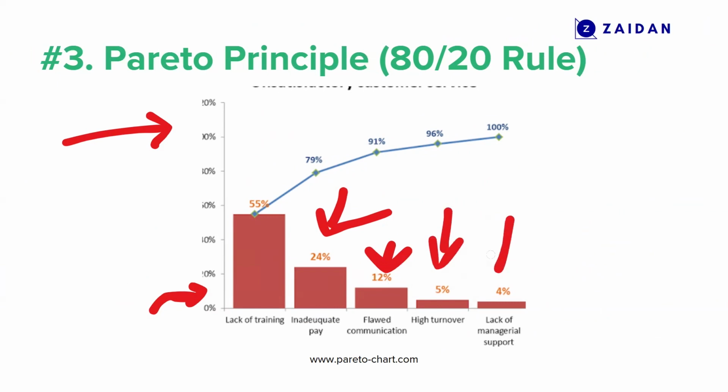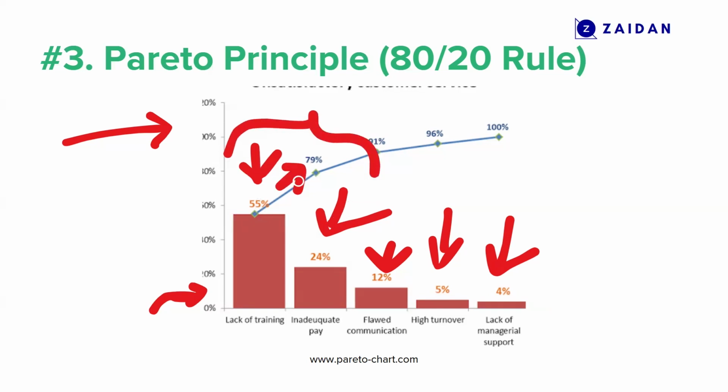Now, you can go through these causes randomly and try to fix them, but to be effective, you need to find out the cause that is creating the maximum effect. If you look here, lack of training is creating the maximum effect. 55% of the defects in unsatisfactory customer service is because of lack of training, and 24% is from inadequate pay. Now, if you just handle these 2 issues, lack of training and inadequate pay, you are knocking off 79% of the problems by just solving 2 root causes. This is how powerful this technique is.